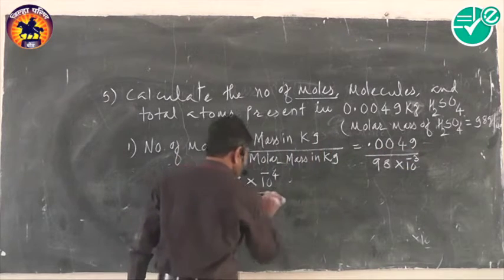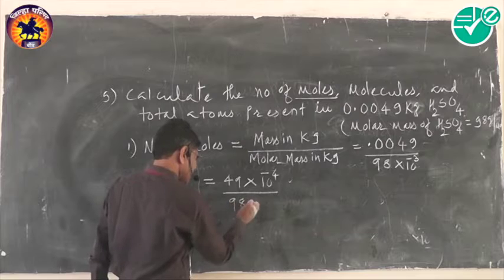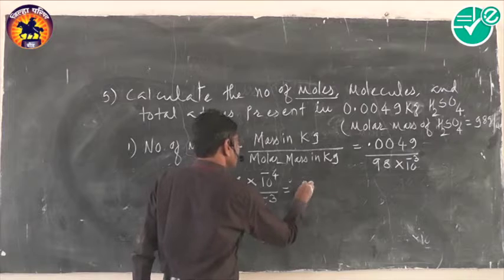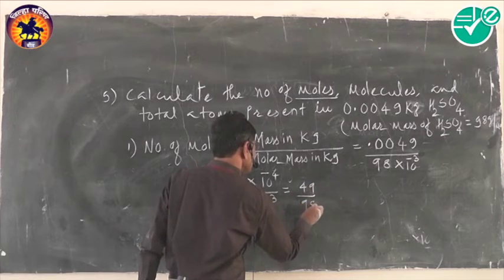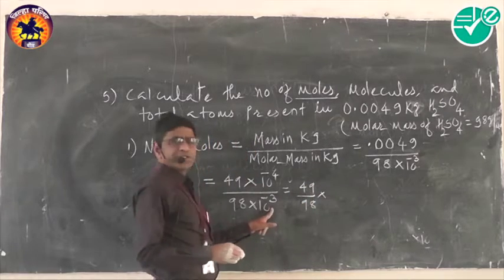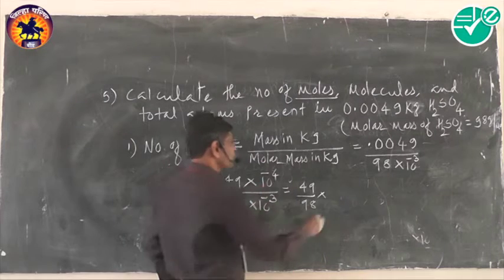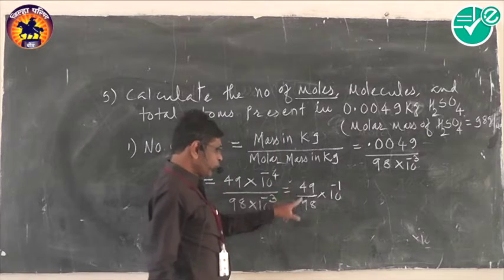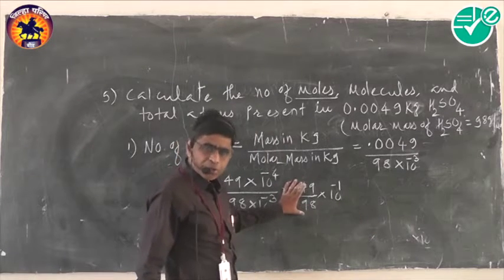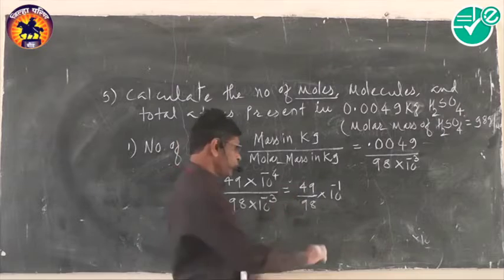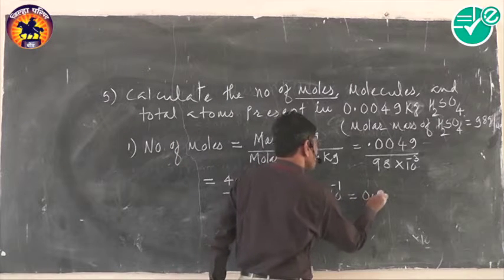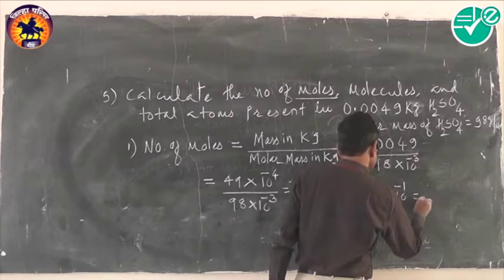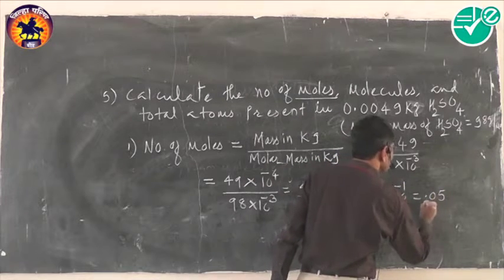So 49 into 10 raised to minus 4 divided by 98 into 10 raised to minus 3, which is equal to 49 divided by 98. Now this 10 raised to minus 3 goes to the numerator, plus 3 and minus 4, that is 10 raised to minus 1. And thus remember, 49 upon 98 is 1 by 2, which means 0.5. And so it is equal to 0.5 multiplied by 10 raised to minus 1, which is equal to 0.05 mole.